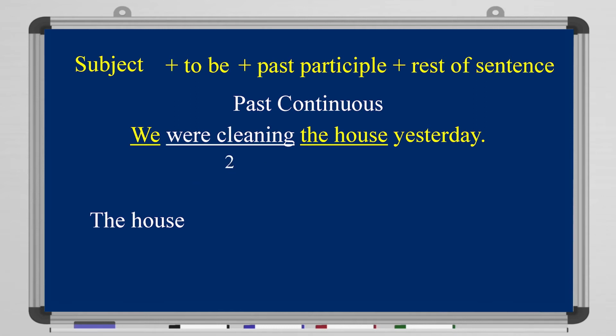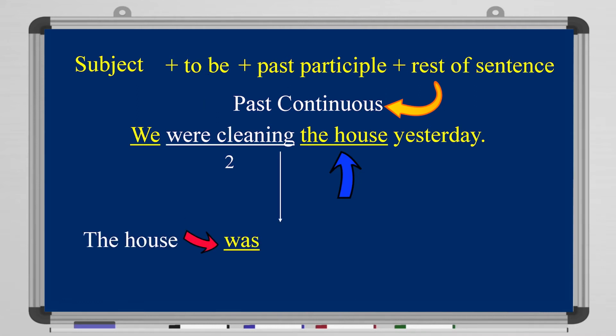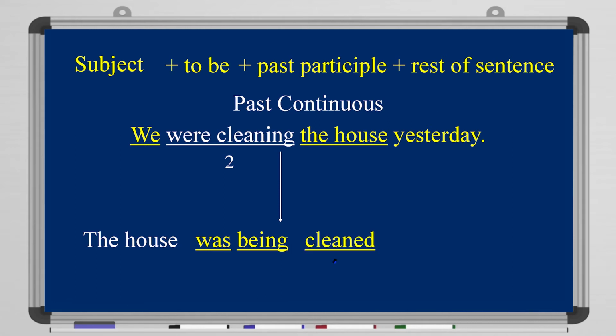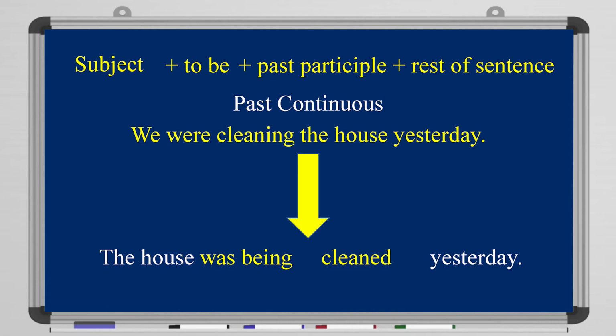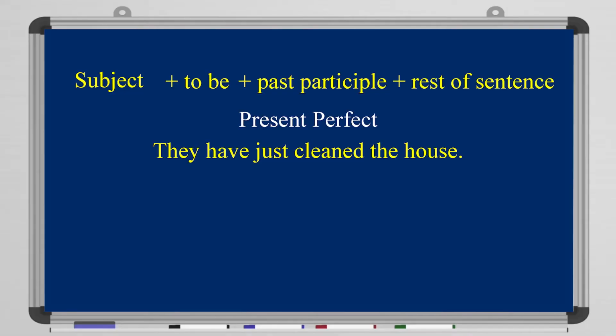Very good. So I start with the house. Then what do I do? I add the correct form of verb to be. The house, singular or plural? Singular, right? Was or were? Was. Very good. And then what do I do? I add being. Excellent. And then what do I do? I change the verb into the past participle. Cleaning becomes cleaned. And then I put the rest of the sentence. So the answer is, the house was being cleaned yesterday. Simple. Use the formula above. So you can use that. Let's look at the next question.